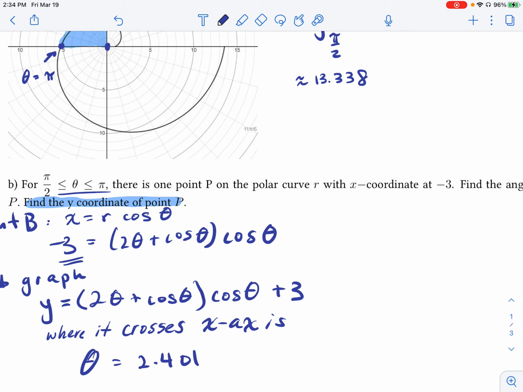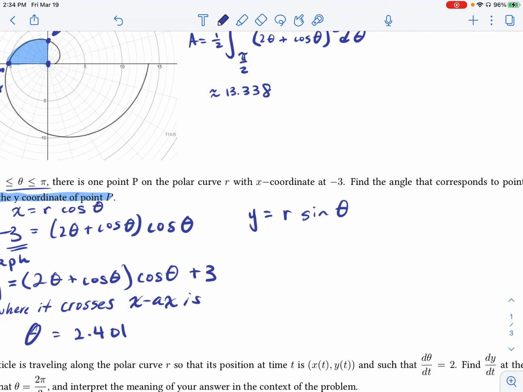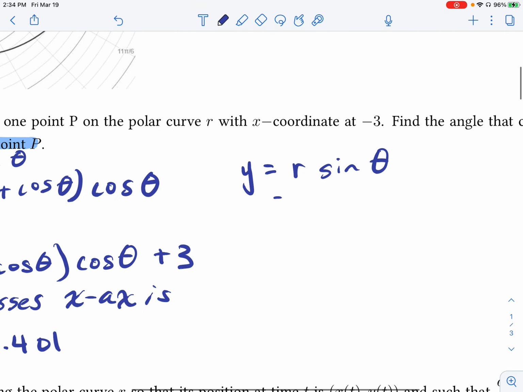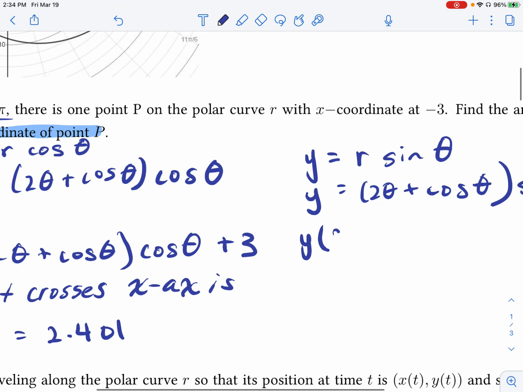So where is y going to give us that when theta is equal to 2.401. So let's write our y equation. It's r times sine theta. So r sine theta. So again, and move this down. Okay, apologize about that. So we would have 2 theta plus cosine theta, all of that times sine theta. And we're just going to evaluate this function at the theta value we found in the previous step, 2.401.